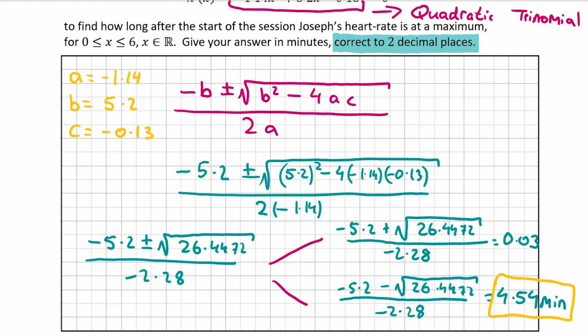Now you have to make it clear that your answer is the 4.54 minutes. If you don't make it clear which one is your final answer, you lose 1 mark. Overall, it's worth 10 marks, so making it clear that your answer is 4.54 minutes gets you the full 10. However, if you leave both answers, the 0.03 and the 4.54, without making it obvious which is your final answer, you lose 1 mark, which leaves you with 9. Of course, we always want full marks, so I highly recommend making it obvious that your answer is 4.54 minutes.